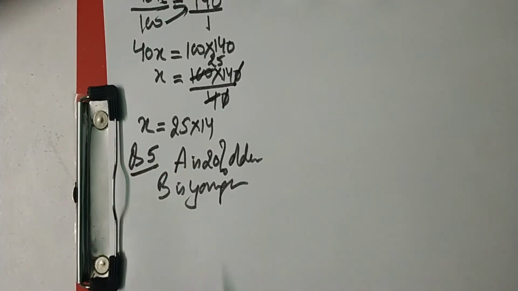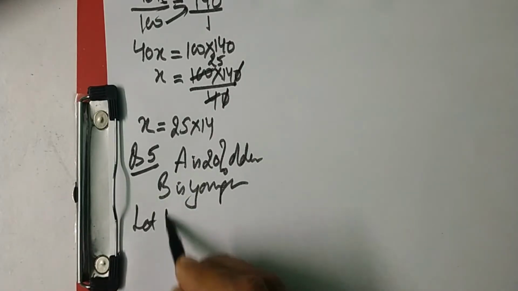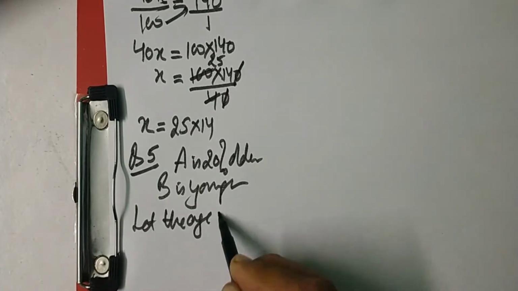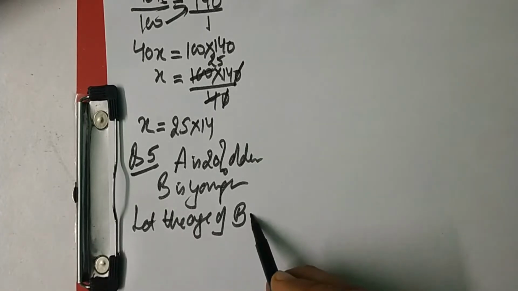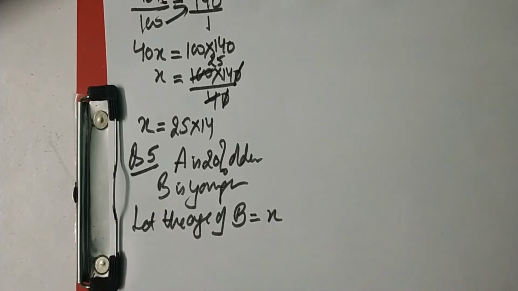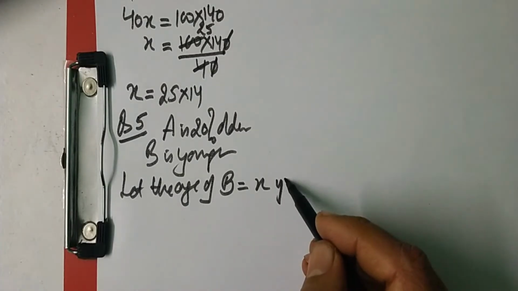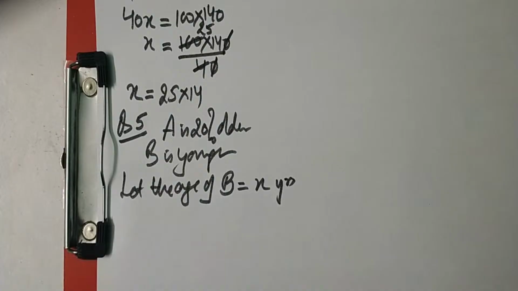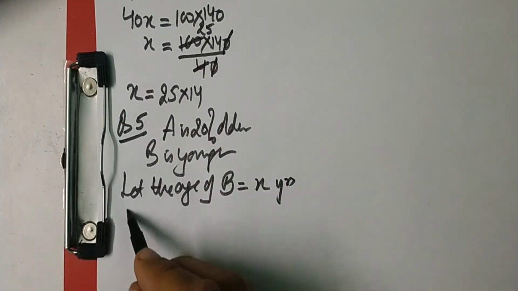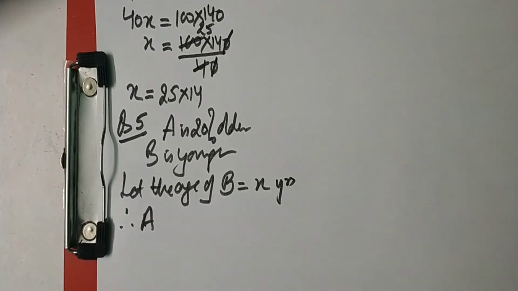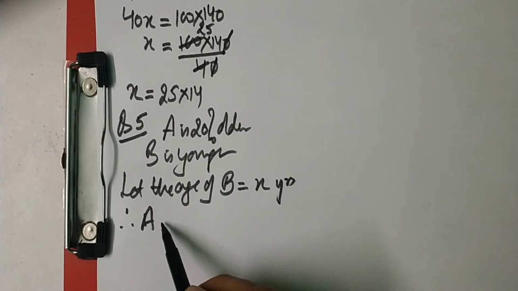Now we can solve it by a linear equation. Let the age of B be x. If we know B is x years old, then what is A? A is elder. So A is older by how much?